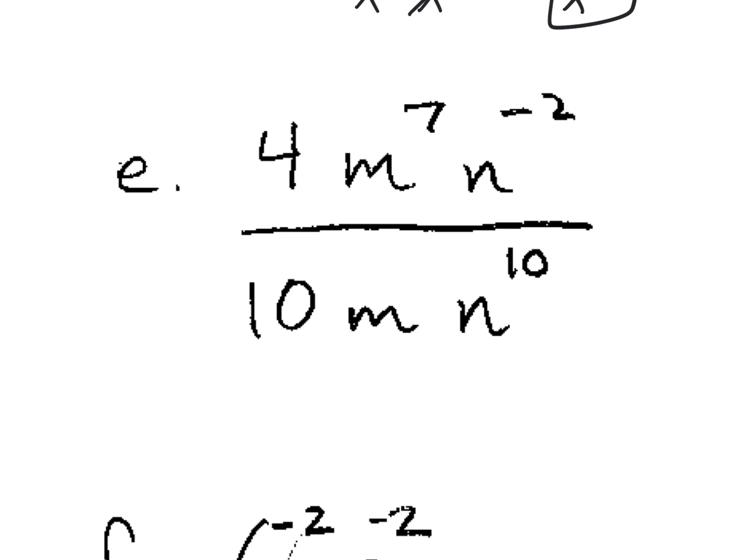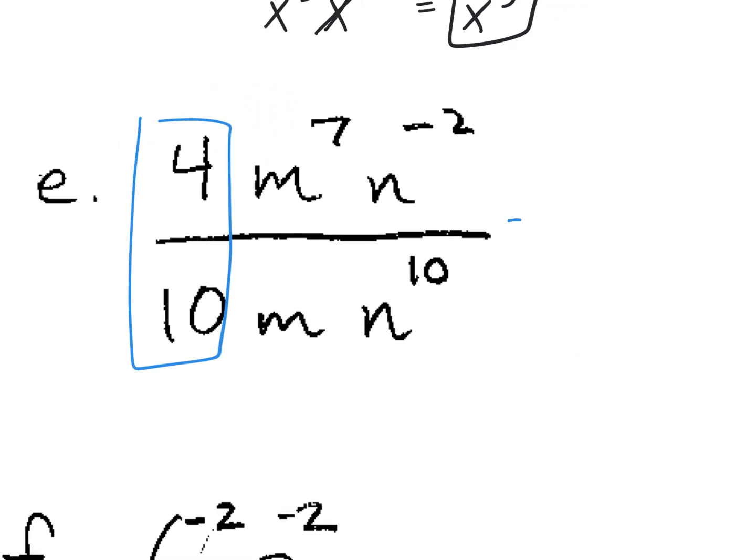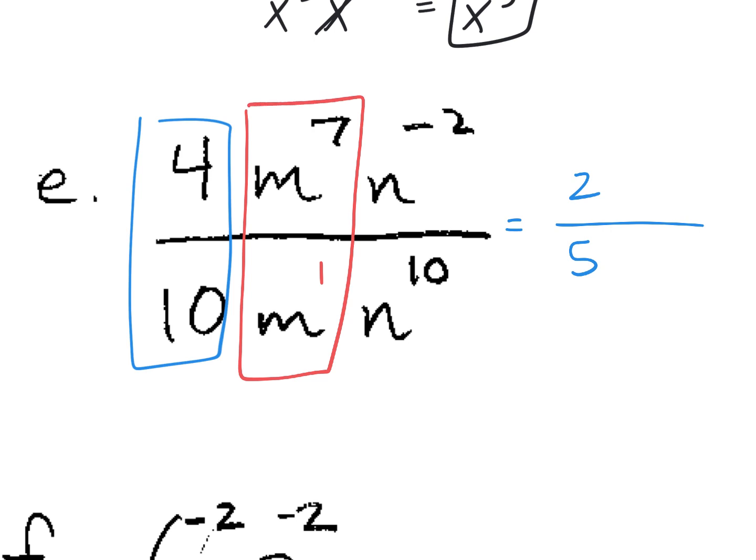Letter E, take one thing at a time here. Got 4 divided by 10. If I simplify that on my calculator, you will get 2 on top and 5 on bottom. Then we can imagine there being a 1 here on that m. So when I divide these two together, I'm subtracting my exponents to get m to the 6th power.